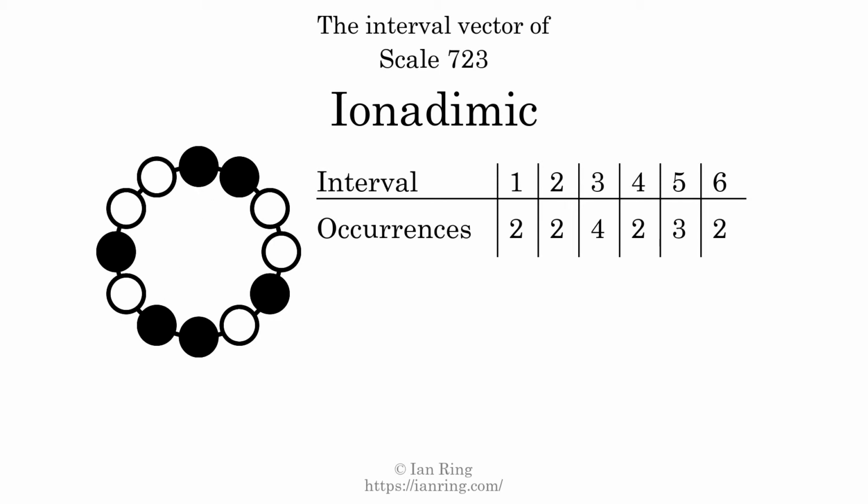There are 2 intervals with the size of 6 semitones. They are here and here. Each interval does not appear in this scale a unique number of times, so this is not a deep scale.